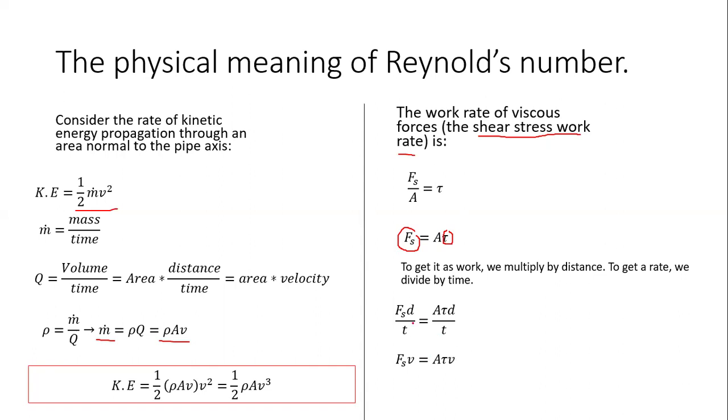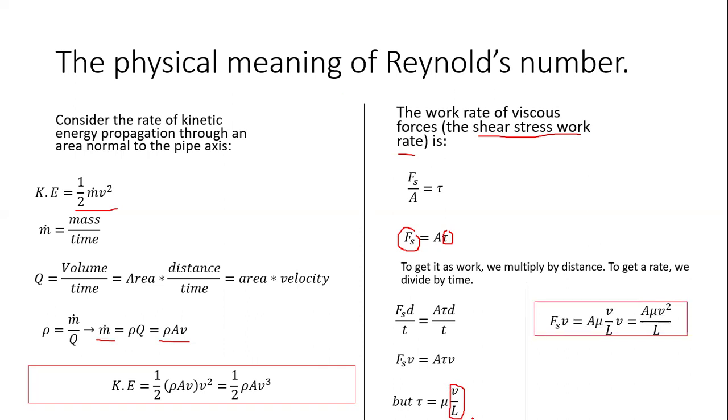Now, we know that d over t, the distance over time, is velocity once again. So I can change that to Fs times velocity to be equal to A tau times velocity, right? And remember, we also said when we're looking at Newton's law of viscosity, that tau is equal to our viscosity times our velocity over a certain distance. So we can represent tau with this, right? So this was going to be a velocity gradient. But then we've taken it as though we've done the integration. So we have viscosity times velocity over a certain distance. Okay, so if I should replace tau here with this expression, we end up with this expression in the red box, right?